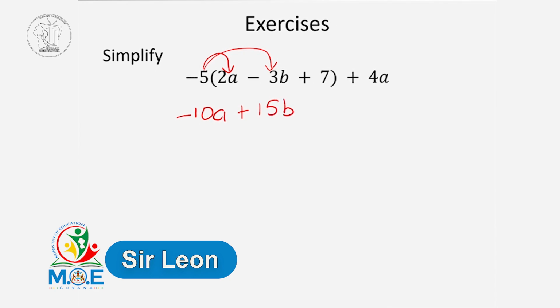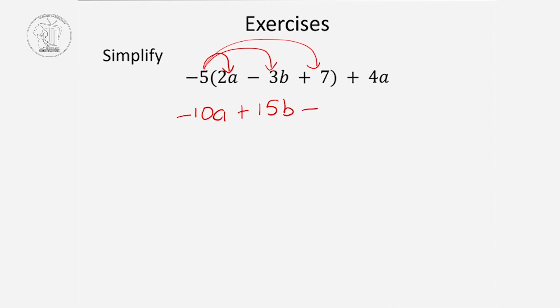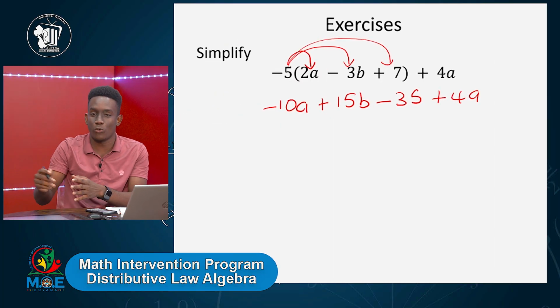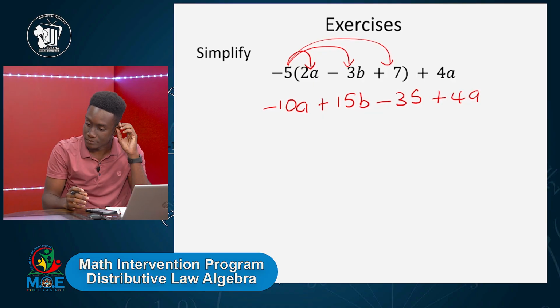Then we have negative 5 multiplied by positive 7. So a negative times a positive would give me a negative. 5 times 7 would be 35. And now we put back the plus 4a. We cannot distribute the negative 5 to the 4a because the plus 4a is not in the bracket.